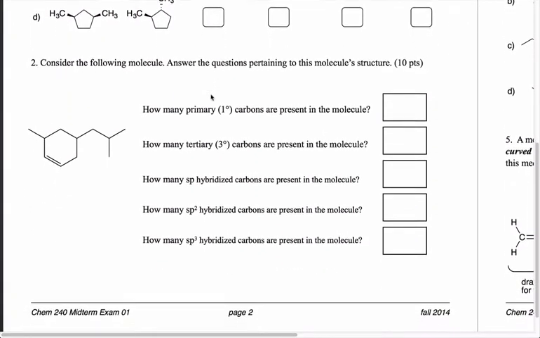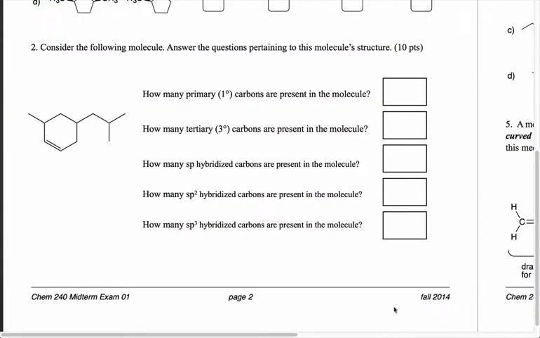Okay, let's take a look at problem 2. In this problem, what we're looking at is identifying all of the different types of carbons or hybridization in this molecule. If you recall, for the degree of alkyl substitution, if it's a carbon attached to one other carbon, it's a primary carbon. If it's attached to 2 other carbons, it's a secondary, 3 other carbons, tertiary, etc. So we look at this molecule.